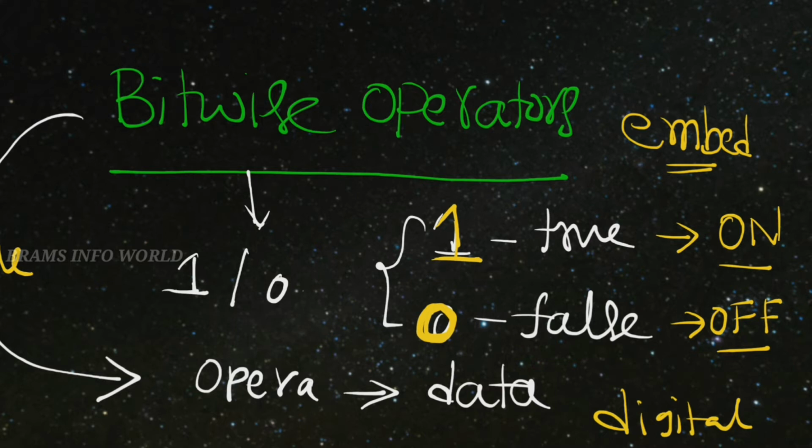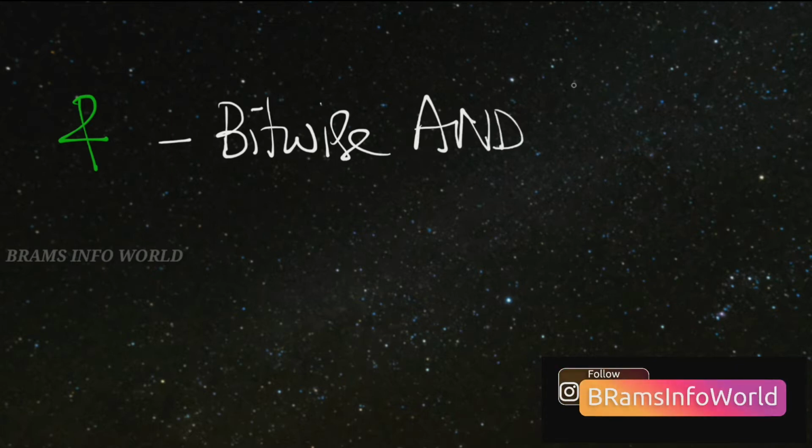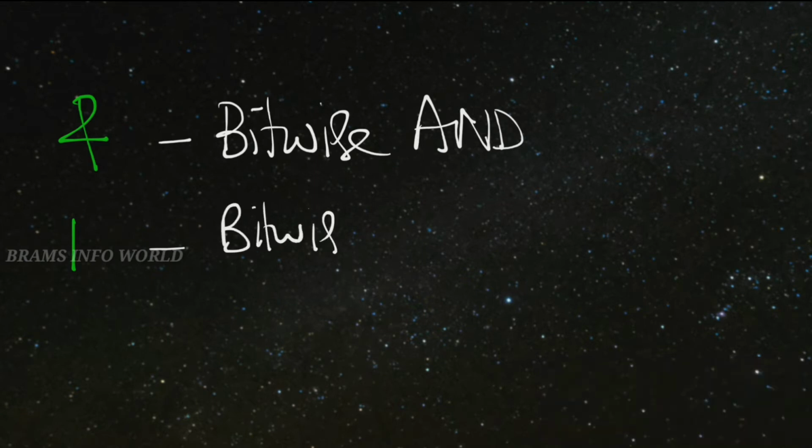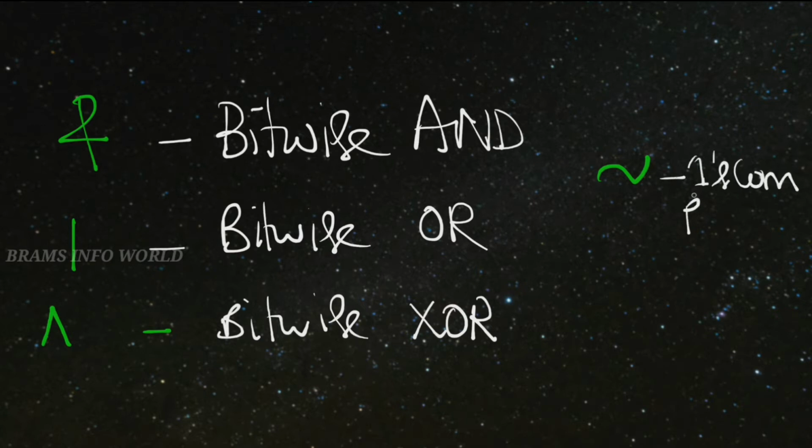So let us see what are the operators in our C language. There are 6 types of bitwise operators. The first one is bitwise AND. The second one is bitwise OR. The next one is bitwise exclusive OR, which we can also call bitwise XOR. Then there is an operator called ones complement, which we can also call a unary operator.